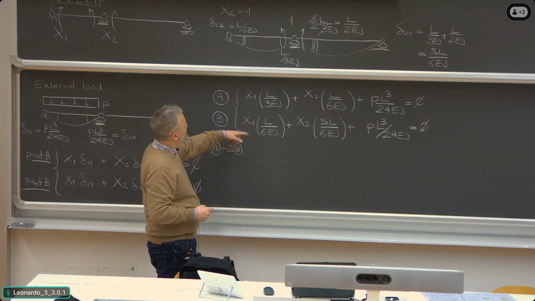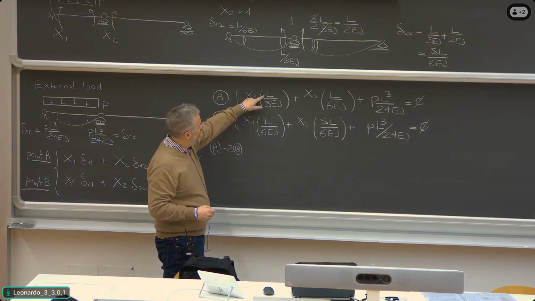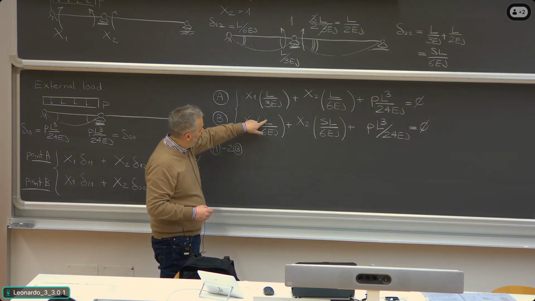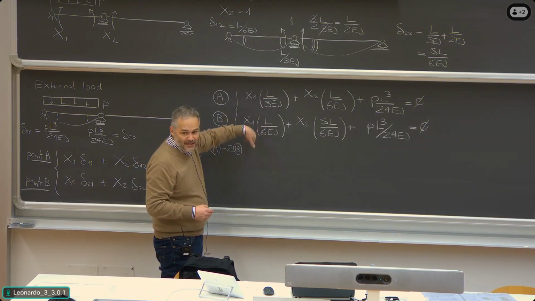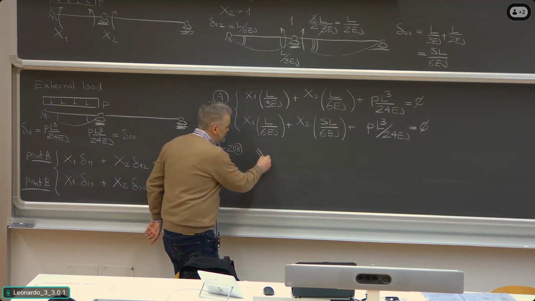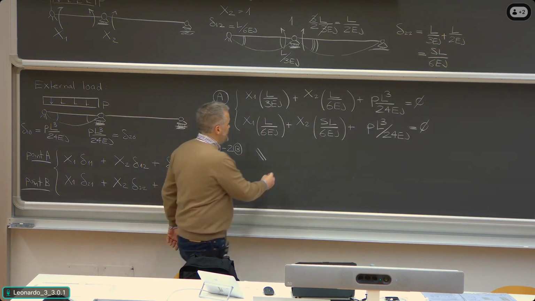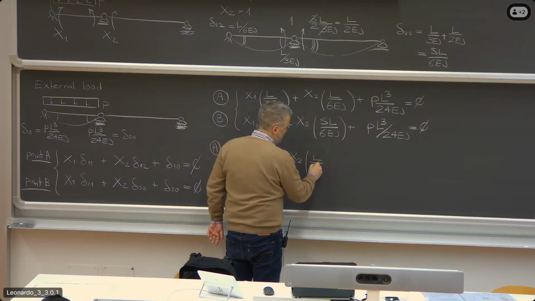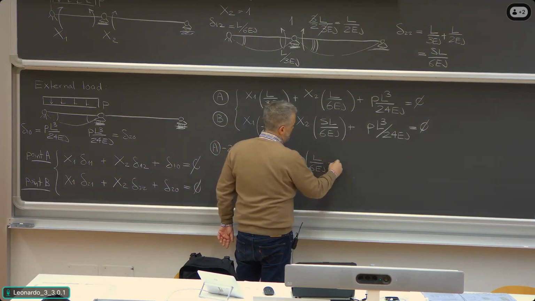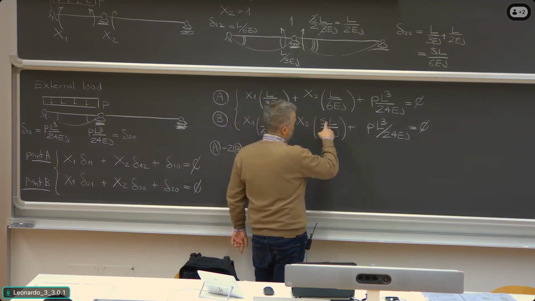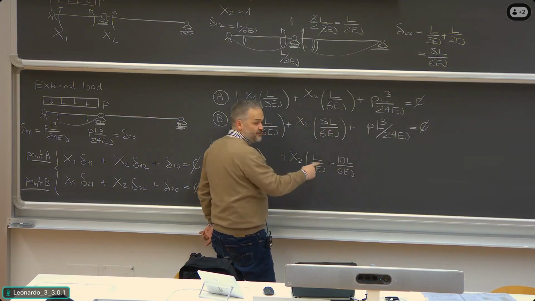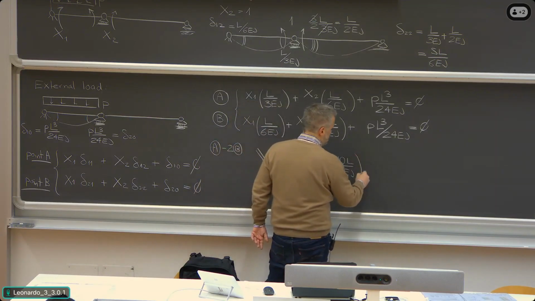Because basically what you have is x1 L divided by 3EJ minus x1 times 2L divided by 6EJ, which is again L divided by 3EJ. So these first two terms cancel out. Then you have x2. In first place, you have L divided by 6EJ minus 2 multiplied by 5L divided by 6EJ. So it's 10L divided by 6EJ. I know this is 5 over 3. I leave it like that because it's more convenient.